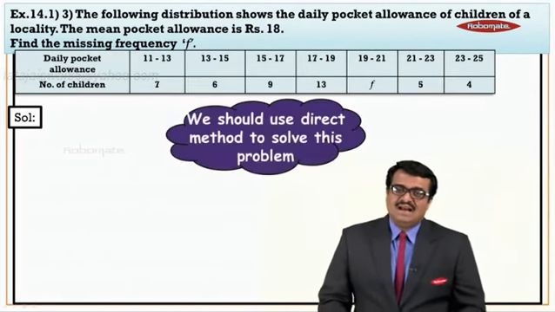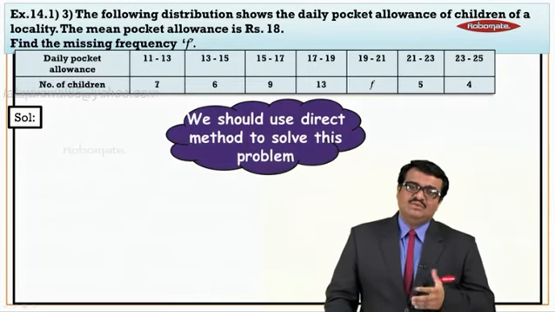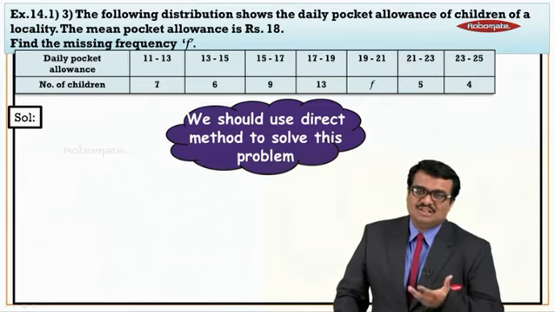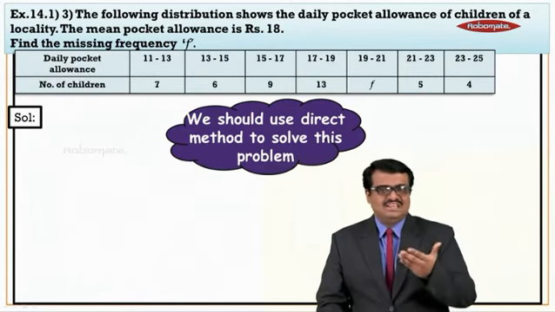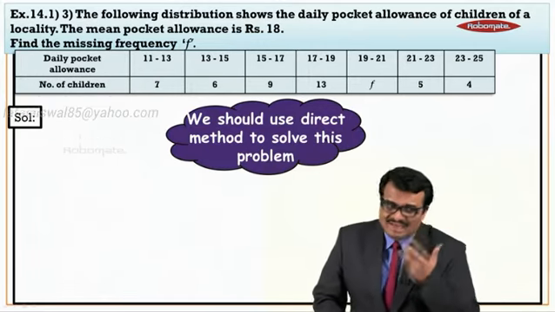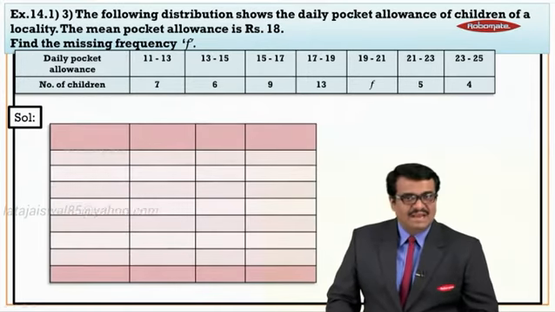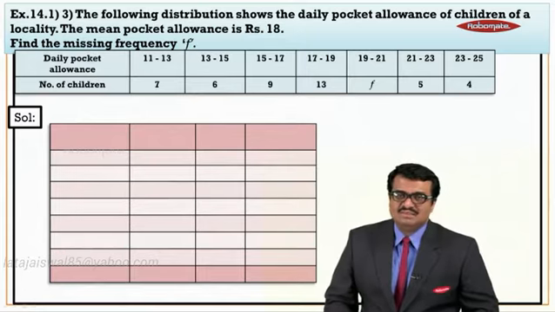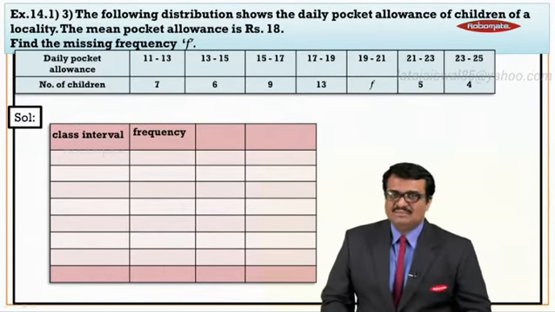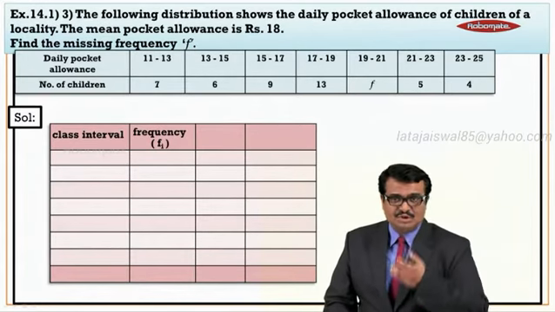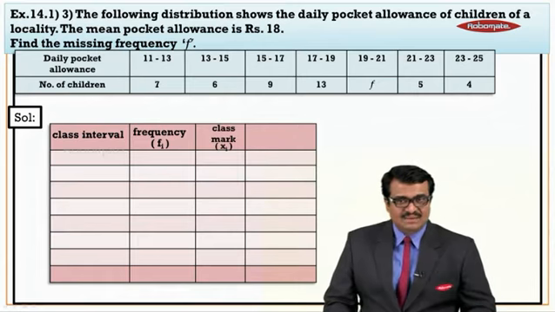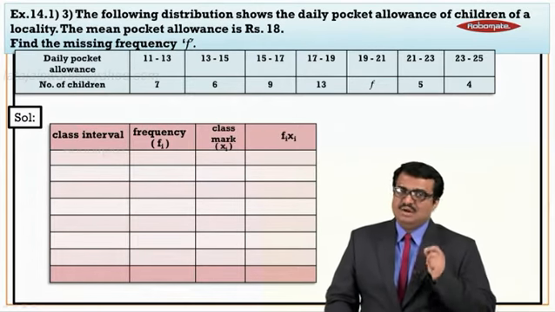Okay. So let us start. Which method do we use to solve this problem? We will use the direct method, again because the numbers are very small, like 7, 6, 9 and so on. The direct method, as you know, will have 4 columns. The first column will be class interval. The second column will be frequency, denoted as Fi. The third column will be class mark, denoted as Xi. And the last column will be Fi into Xi.